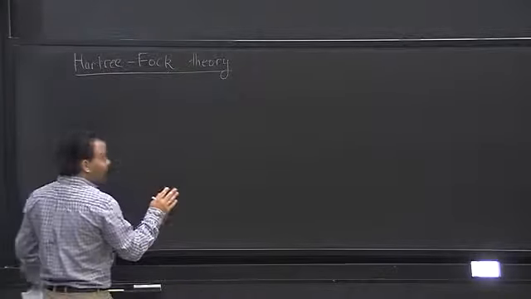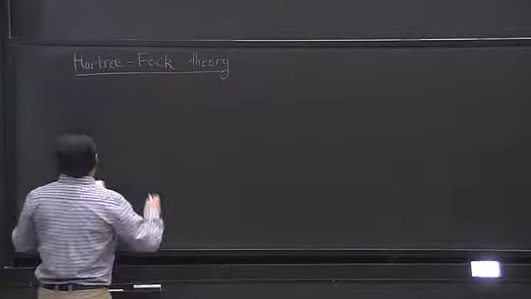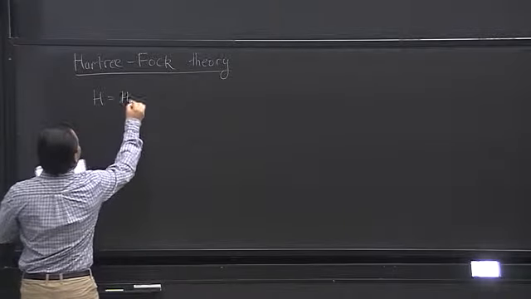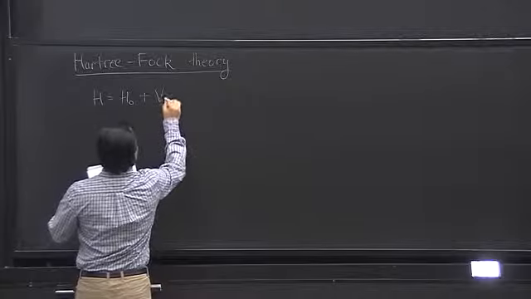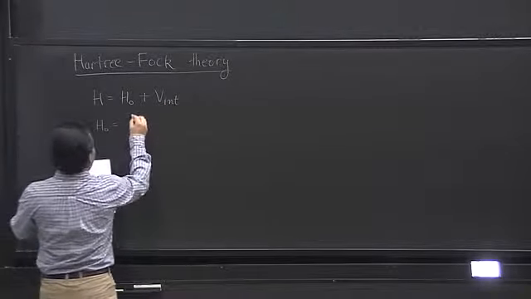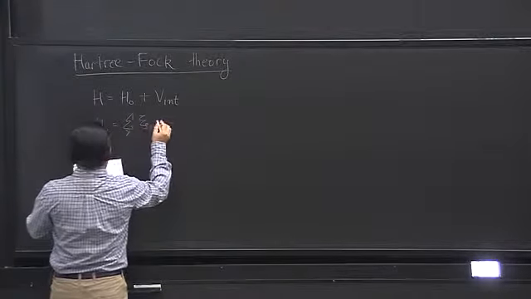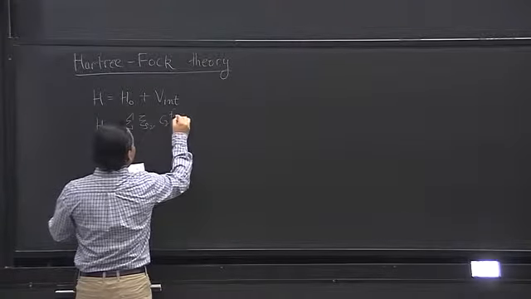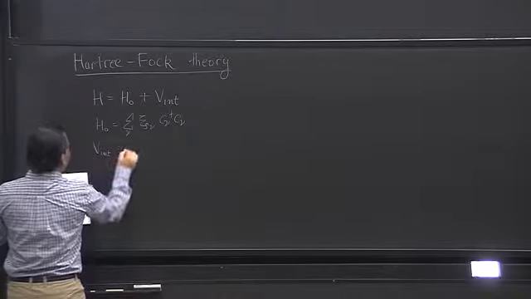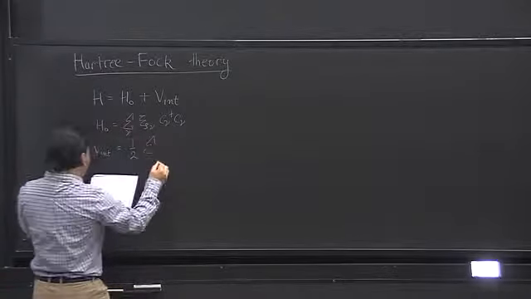So now let's assume that we have fermions, electrons, and I'm going to write down the Hamiltonian we are interested in. H0 is the usual non-interacting energy. V interaction, this is the Coulomb interaction.